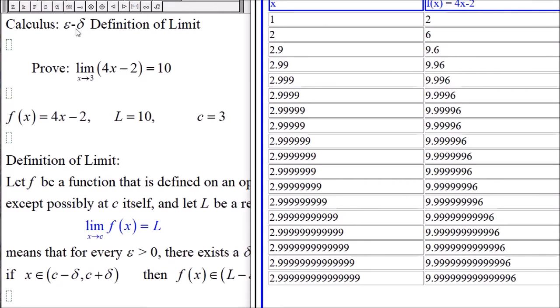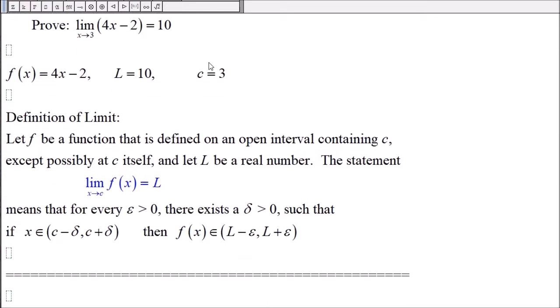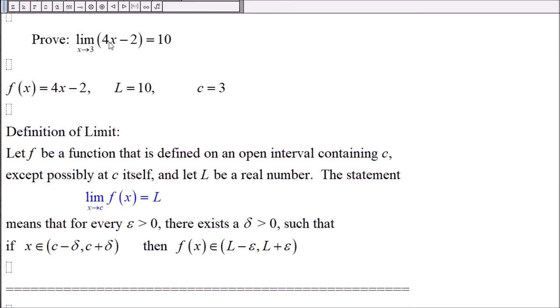But we want to use the epsilon delta definition of limit to show that this statement is true. And so what that means is this. First, let's label the 4x minus 2, that's the f of x. And then the 10 here, we'll call it L. And then the 3 here, we'll call it c.